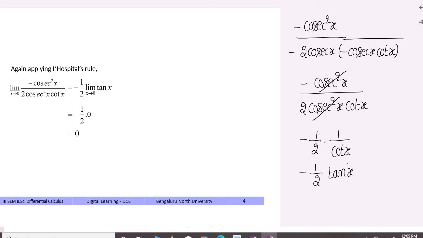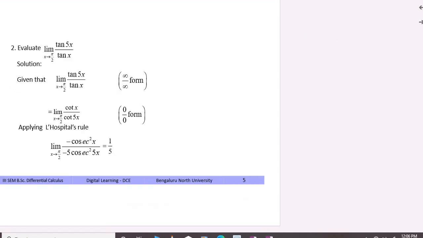Now substitute limit x equal to 0, minus 1 by 2 into tan 0. So, minus 1 by 2 into tan 0 is 0. 0 into anything is 0. That means 0 is the value of given limit.